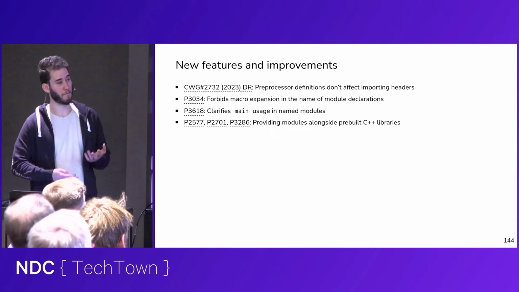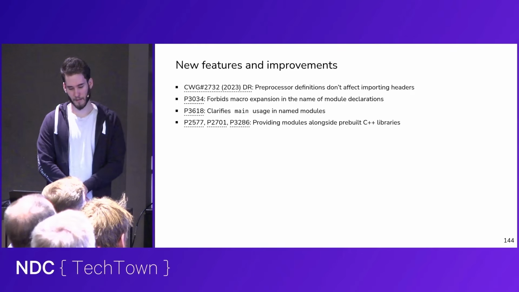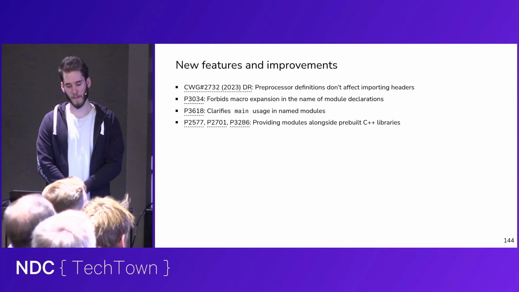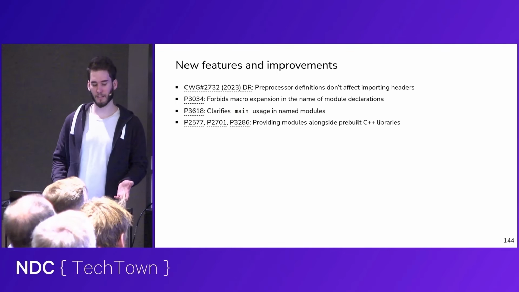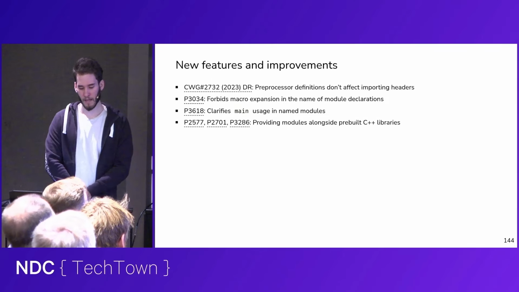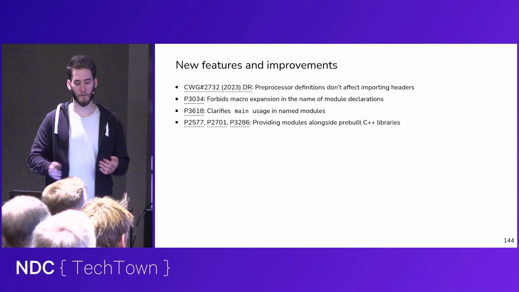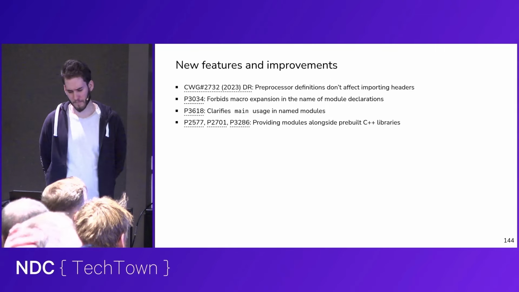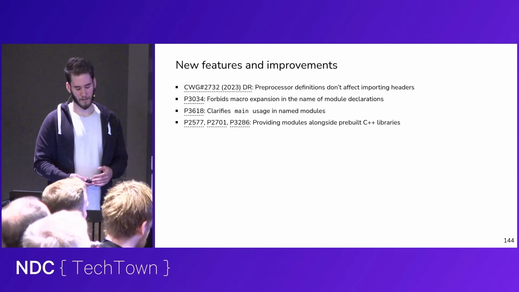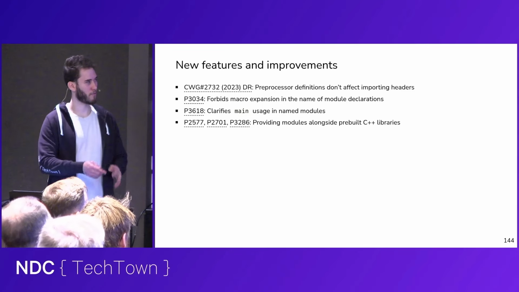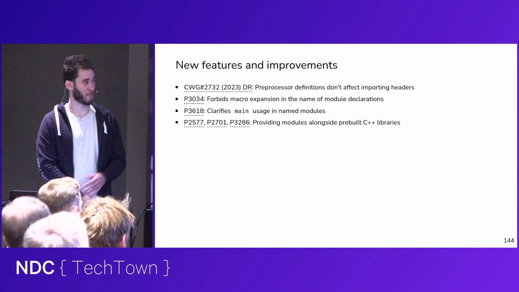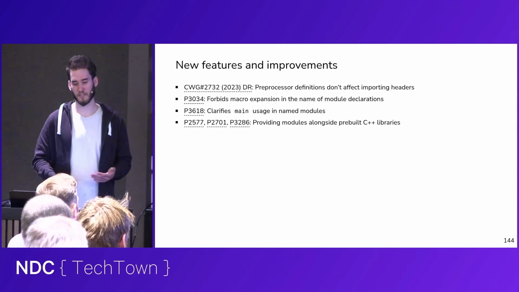And you do have many interesting things that are coming. For example, you have the fact report that clarified that preprocessor definitions don't affect importing the headers. You have a paper that forbids macro expansion in the name of modules, so tools can more easily know the name of a module without having to scan that file. You clarify how you can use main in different module units, or how you cannot. And also you have some papers that are doing some very nice work about providing some ABI requirements or some consistency requirements that would help you shipping these modules alongside your C++ libraries. But so you can see that the ecosystem is developing, it's not static.